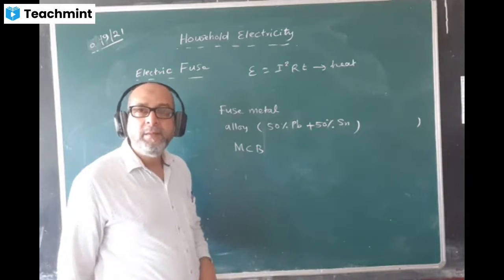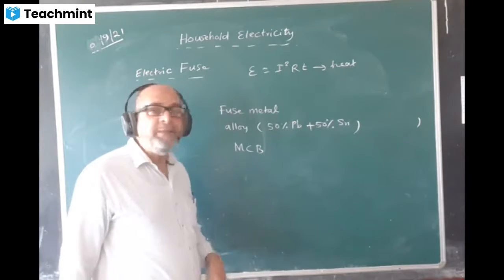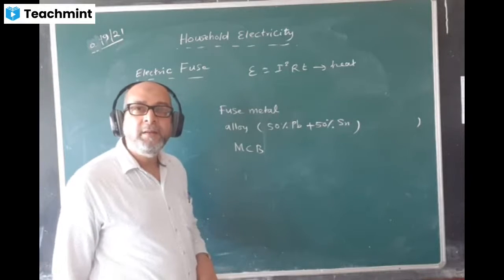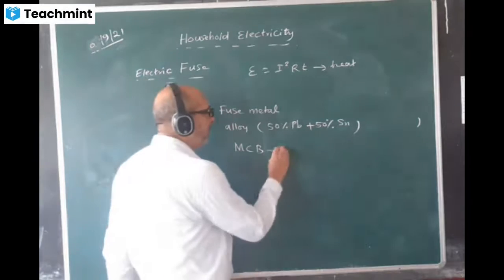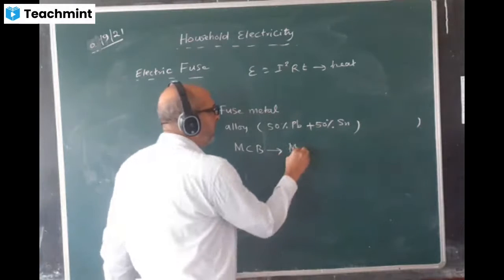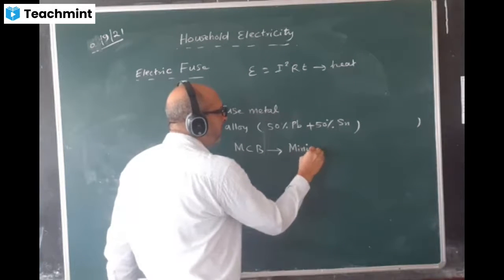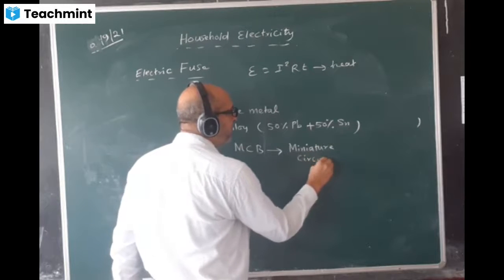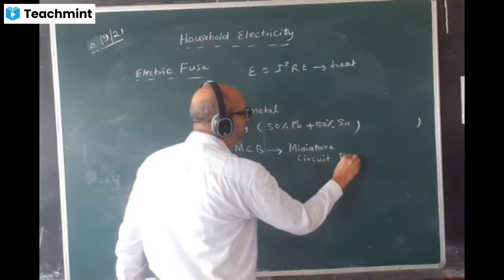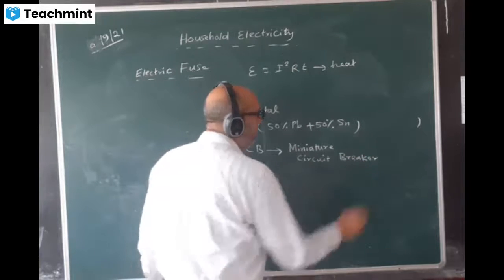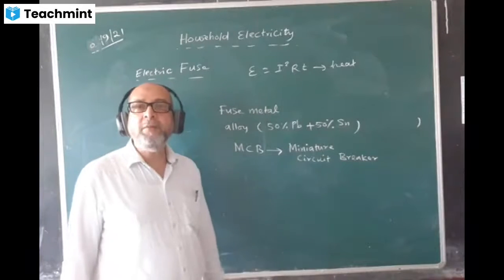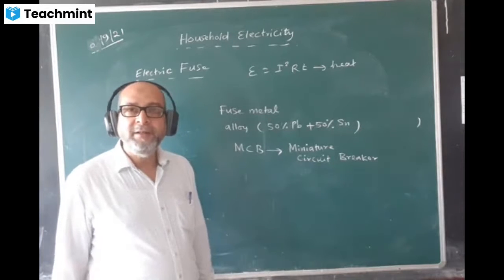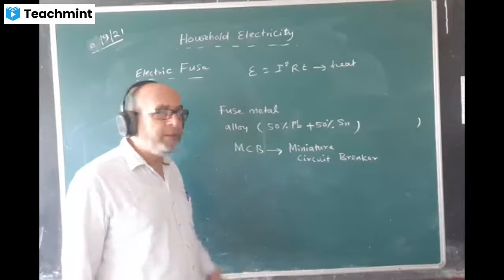What is the full form of MCB? Do you know? Anybody? Current breaker, something current breaker. Miniature circuit breaker. Circuit, not current, circuit breaker. Why does it break the circuit? Because it stops the current. It works on the same principle as this fuse.